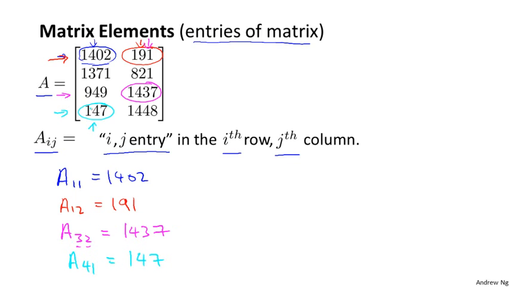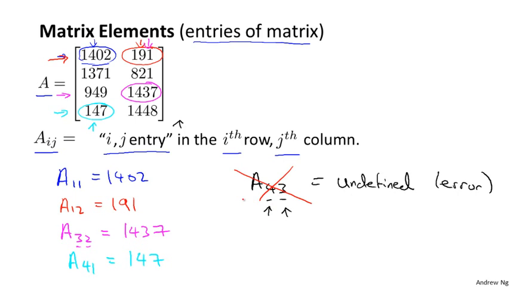Hopefully you won't, but if you were to write, say, what is A_43? Well, that refers to the fourth row and the third column, but this matrix has no third column, so this is undefined. Or you can think of this as an error. So there's no such element as A_43, so you shouldn't be referring to A_43. So the matrix gives you a way of quickly organizing, indexing, and accessing lots of data.